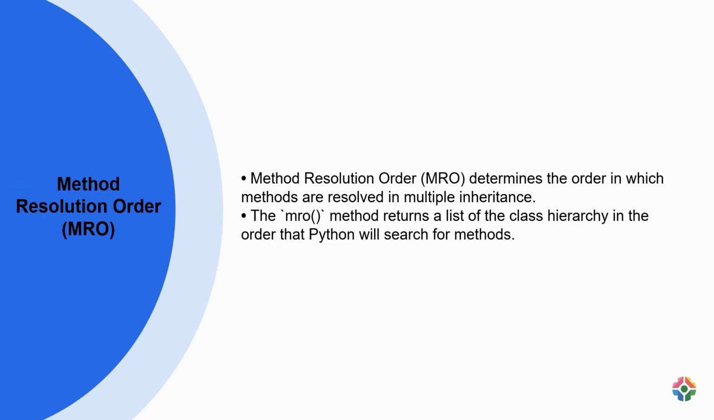The method resolution order, MRO, in Python establishes the sequence for resolving methods in cases of multiple inheritance. This is crucial for determining the order in which methods are executed. The MRO method serves the purpose of providing a list that represents the class hierarchy. This list corresponds to the search path that Python follows when looking for and executing methods.